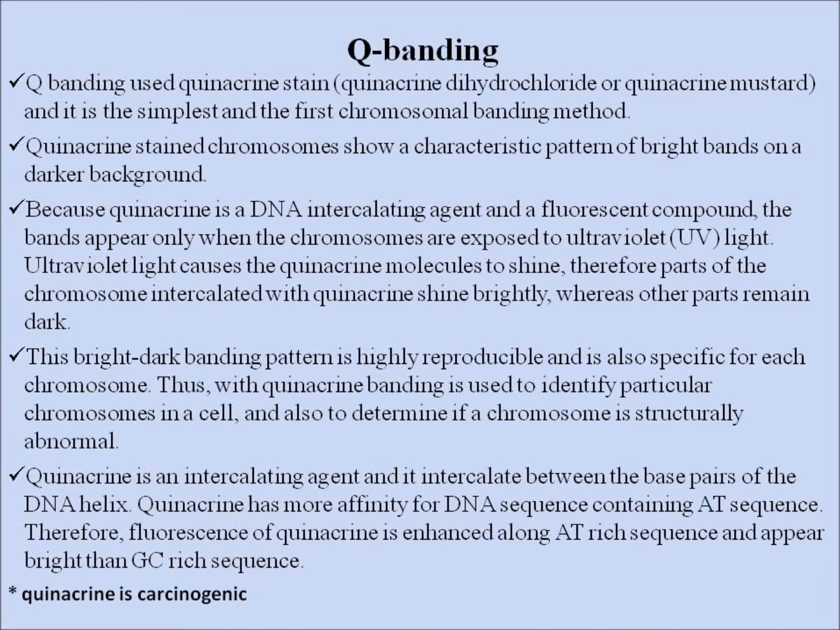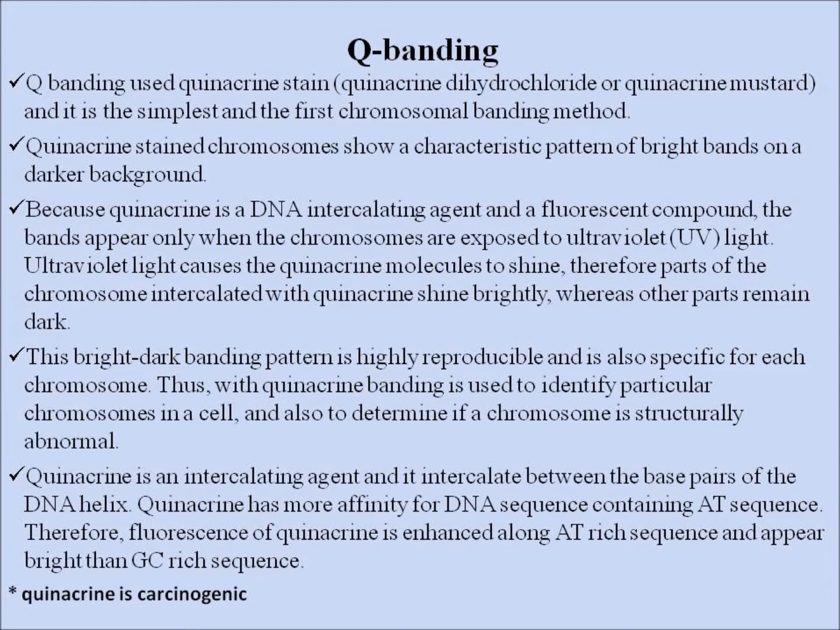Ultraviolet light causes the quinacrine molecules to shine. Therefore, parts of the chromosome intercalated with quinacrine shine brightly, whereas other parts remain dark. This bright and dark banding pattern is highly reproducible and is also specific for each chromosome. Thus, quinacrine banding is used to identify particular chromosomes in a cell and also to determine if a chromosome is structurally abnormal.